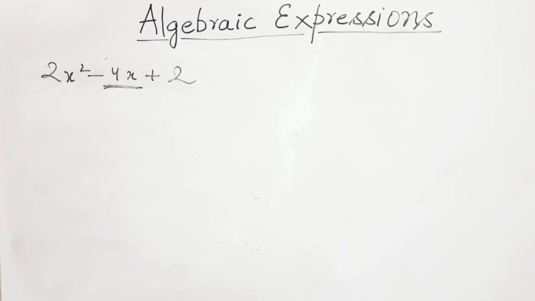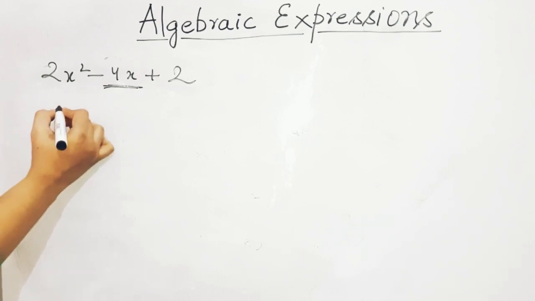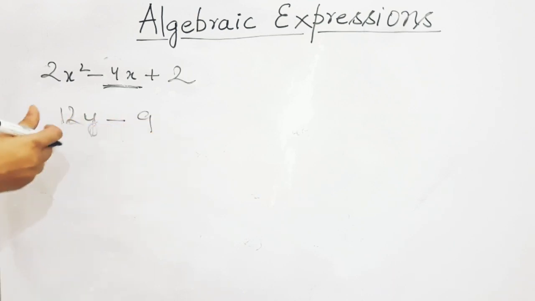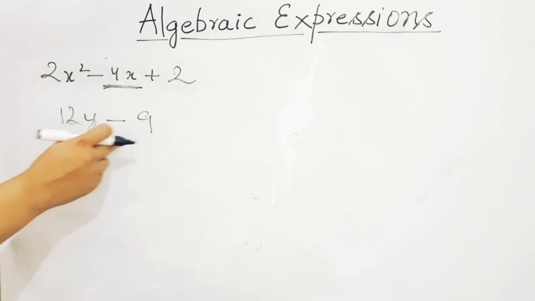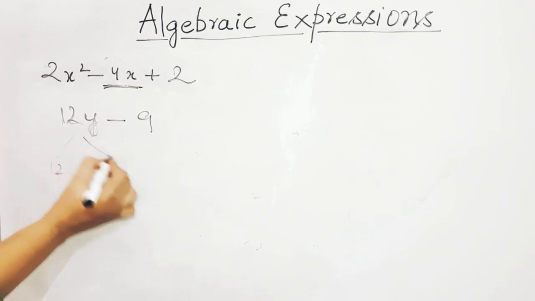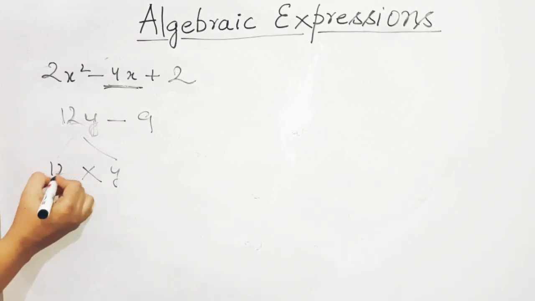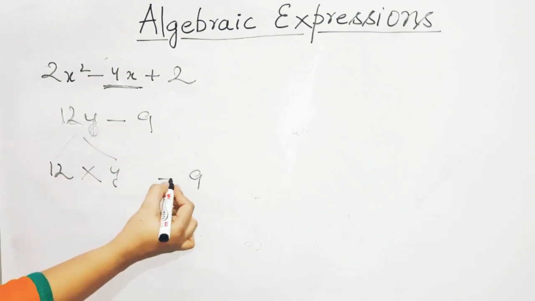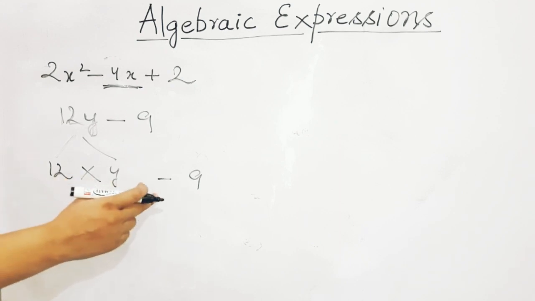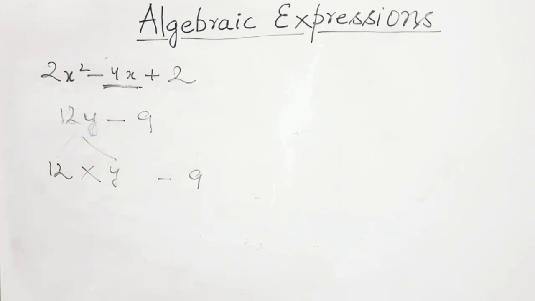So students, I am writing one algebraic expression like 12y minus 9. How is this algebraic expression formed? In this algebraic expression, y is a variable and 9 is a constant. Now how is it formed? This y is multiplied by 12 and then 9 is subtracted from the product. This is how this algebraic expression is formed.